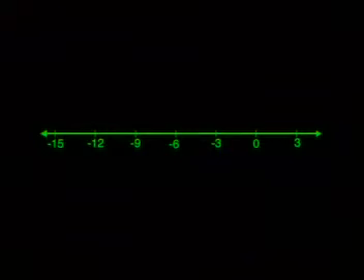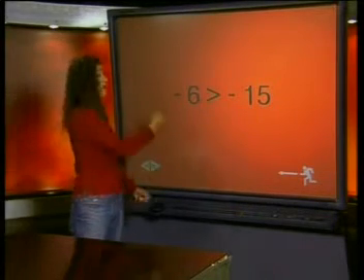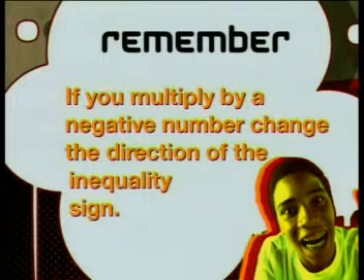Minus 6 is definitely bigger than minus 15. How can we make the inequality true? We will need to change the direction of the inequality sign. Is it true to say that minus 6 is greater than minus 15? Yes, this is true. So remember this so you don't get caught out. If you multiply by a negative number on both sides of an inequality, you have to change the direction of the inequality sign. Otherwise, your inequality is no longer true.